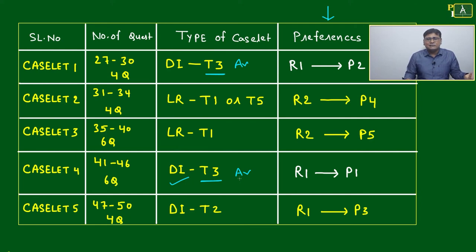You only have to do the addition. Average means addition, then division. That much only you have to do. Then of course, between these two, we'll go for priority one for caselet number 4.